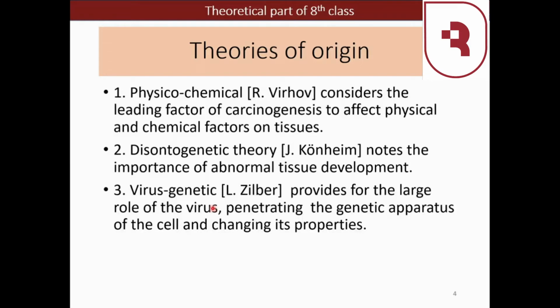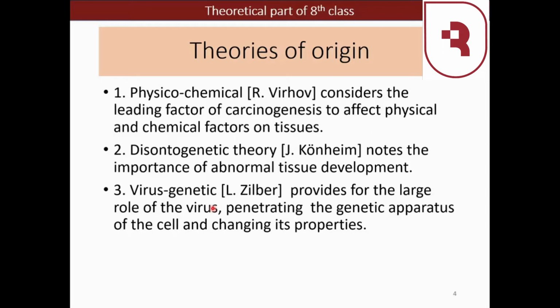The second theory is the teratogenic theory. It was proposed by Cohnheim, and it says that tumors are part of our genetic program, and tumors are a result of genetic problems. And we will see that in some diseases, in some conditions, we see formation of tumors from our own tissues.